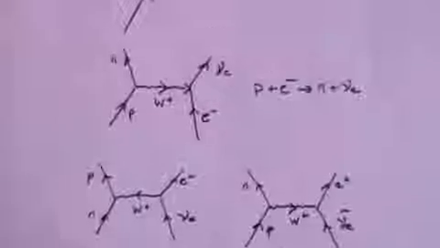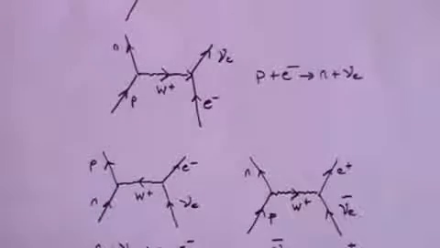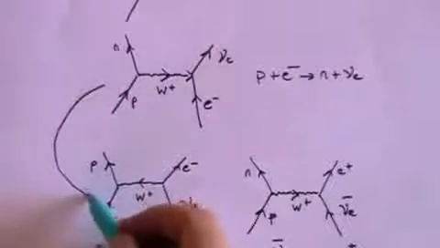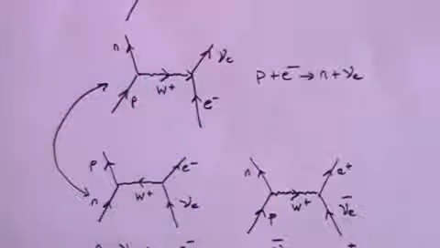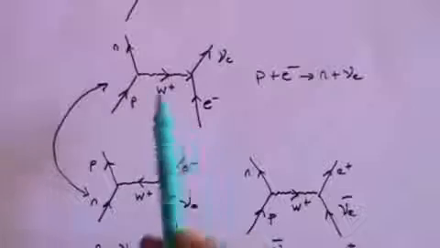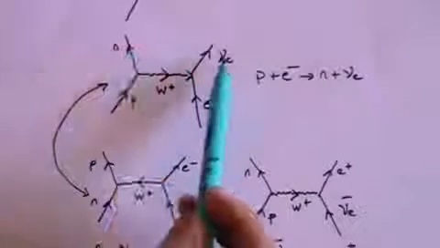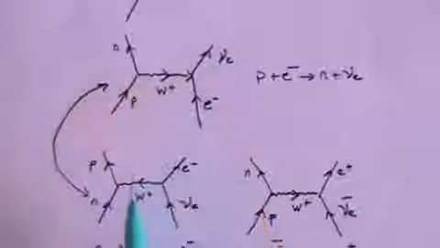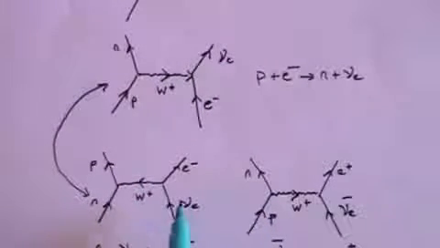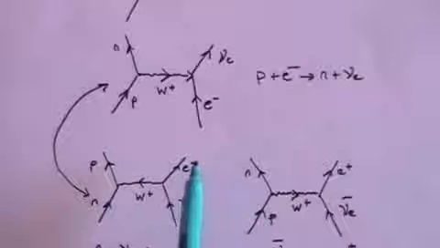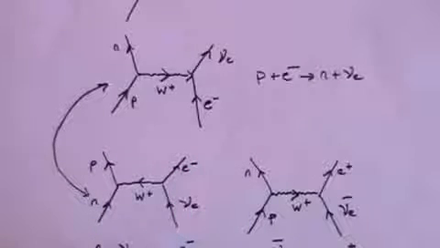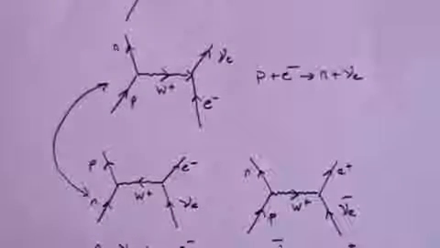And finally, just to demonstrate that anything that can happen does happen, you will observe that those two Feynman diagrams are simply the flip side of each other. Here, a proton and an electron produce a neutron and a neutrino. Here, a neutron and a neutrino produce a proton and an electron. If it can happen, it does happen.